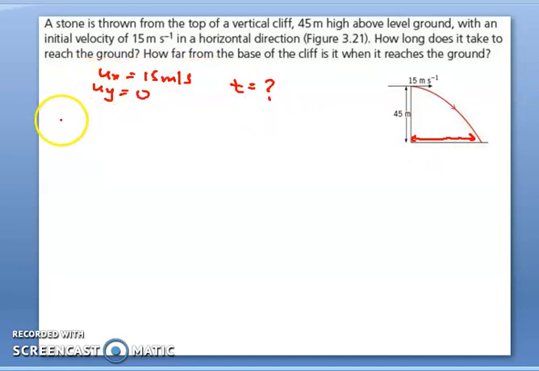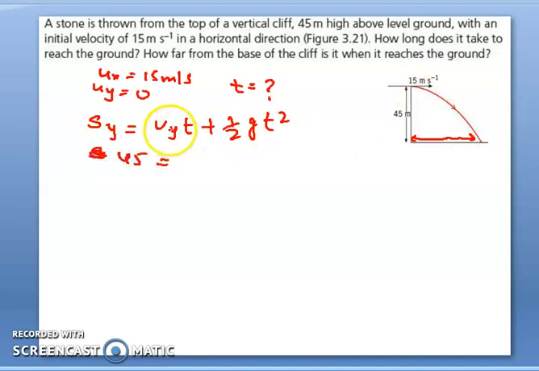Now we can use this one: sy is equal to uy t plus half g t square. This is going towards the gravity, so plus g. Now, Sy is how much? We know it is 45. It is given. Uy we know is 0, so 0 plus half g. I am taking 10 as the standard value, and time is equal to t.